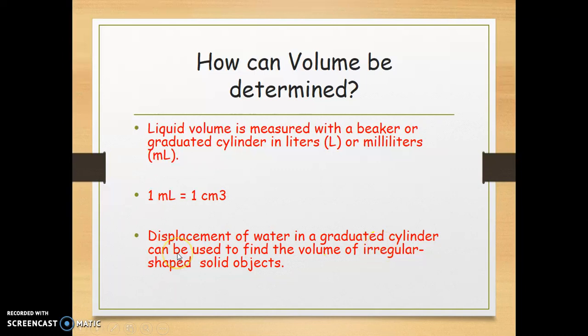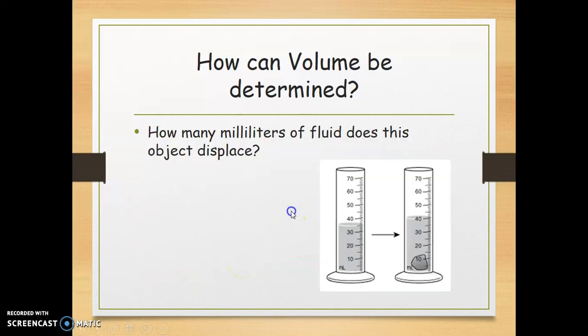If you put it in a graduated cylinder full of water, you can find the volume of an irregularly shaped object by seeing the difference. Here's a good example. First, take a look at how many milliliters of fluid this object displaces. Here's the beaker without the rock, and then when I put the rock in there, here's where it is. If you said it displaced 5 milliliters, you're correct. That means the rock is 5 cubic centimeters. That's the volume it takes up.